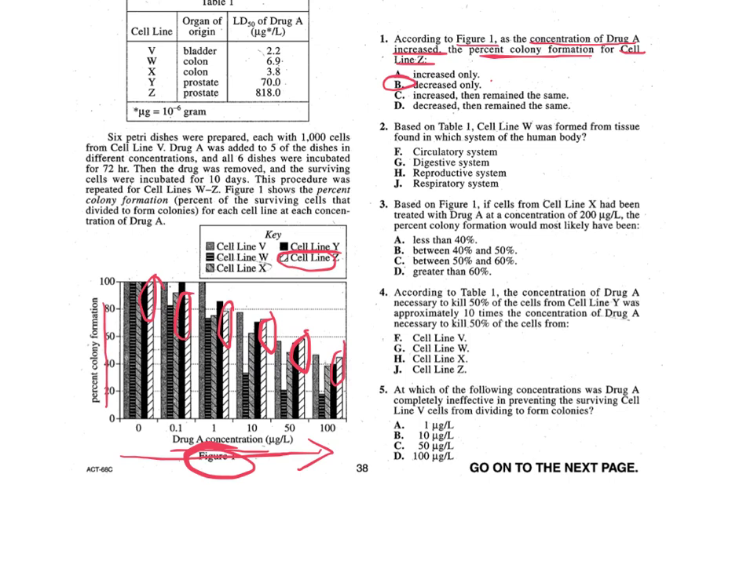This is not about science knowledge. I have no idea what's going on. This is about looking for the keywords and understanding how to read a chart. And this is what the ACT science section is all about. Let's go on to number 2.